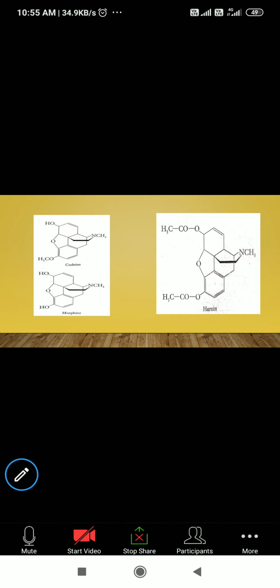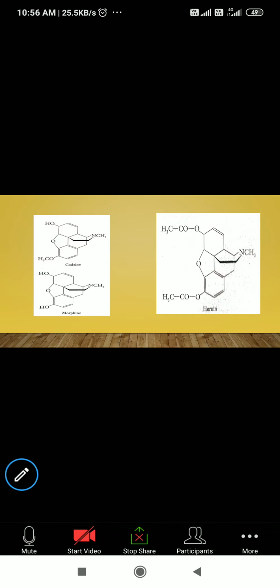The basic or simple precursors from which these alkaloids are formed are a few amino acids: tyrosine, tryptophan, ornithine, arginine, and lysine. Again, I will repeat, we have only a few precursors from which these alkaloids are formed. The common amino acids are tyrosine, tryptophan, ornithine, arginine, and lysine.